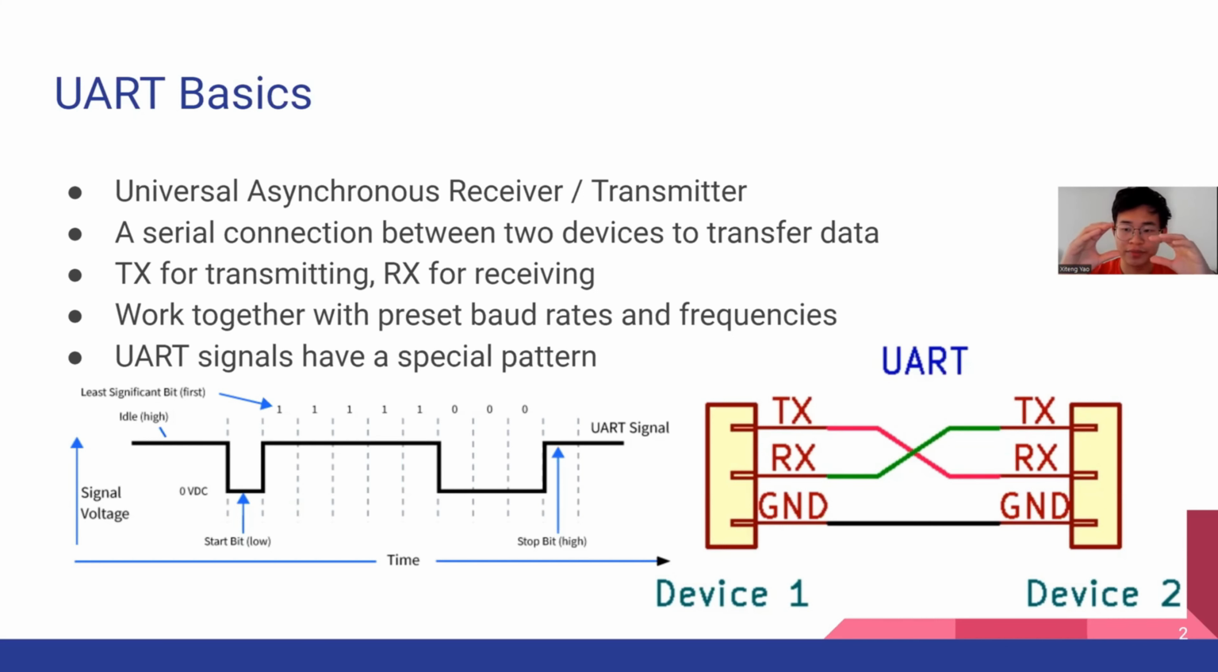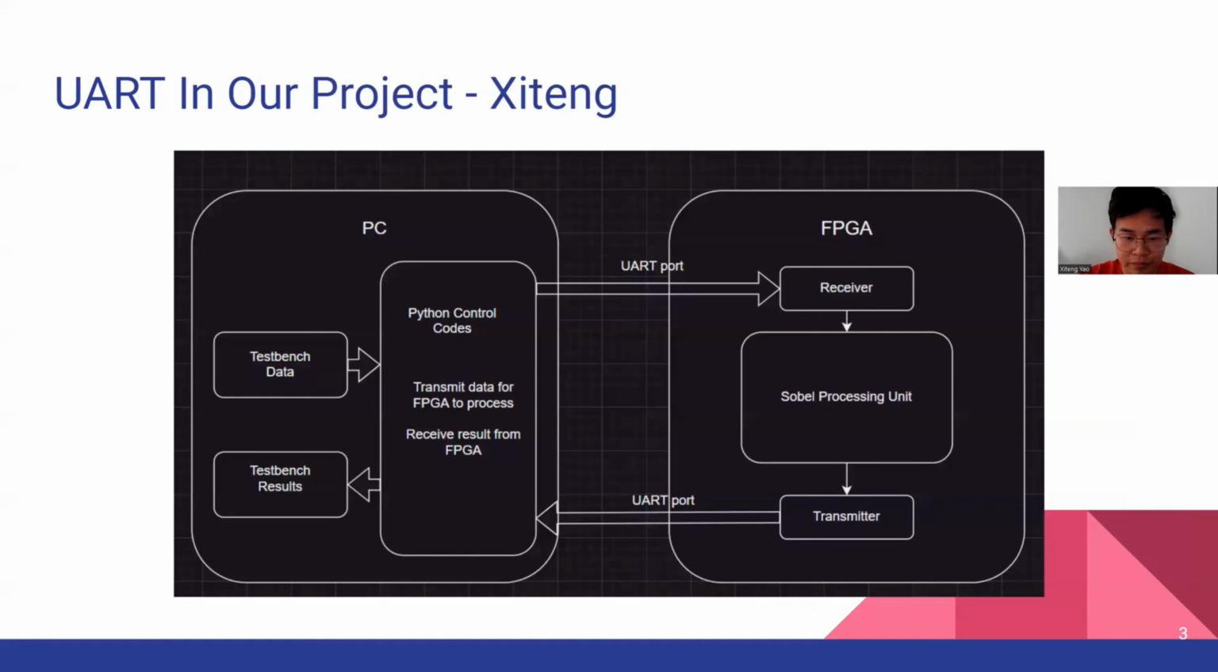So TX is responsible for transmitting data. RX is responsible for receiving data. And they work together with a special pattern. The first signal of a UART communication is always 0. After that, there are 8 bits of signals containing data. And then the last bit is always 1. So both transmitter and receiver know how to communicate with each other. UART in our project is responsible for sending the image to the FPGA and receiving it back after the processing.